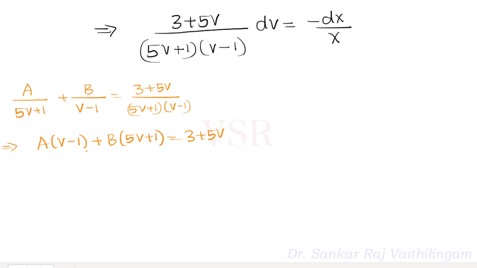Now put v equal to 1. Then 5 plus 1 is 6, so 6 times b is equal to, putting 1 in, 3 plus 5, which is 8. Taking common factors, we get 3 on one side and 4 on the other. So b is equal to 4 by 3, that is 8 divided by 6, so b equals 4 by 3.